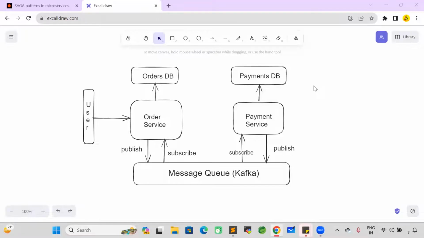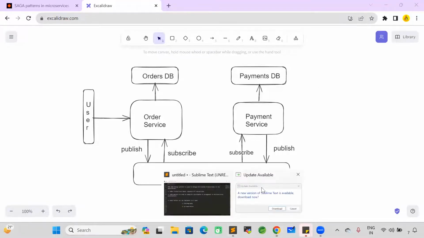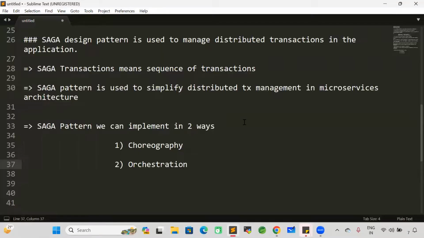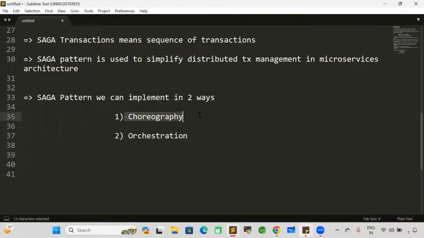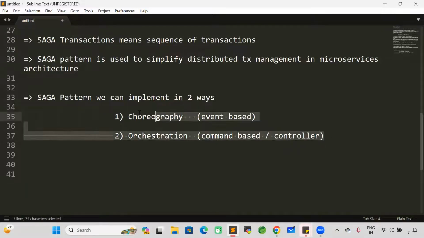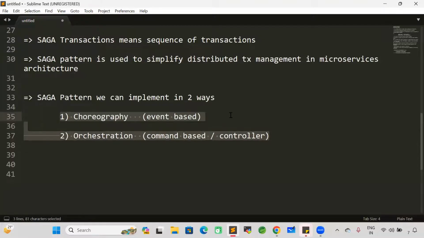When we go for this SAGA design pattern, we can implement it in two ways. So what are the two ways? One is the choreography-based SAGA pattern and the second one is the orchestration-based SAGA pattern. The choreography-based pattern is called an event-based pattern. The orchestration pattern is called a command-based pattern or controller-based pattern.